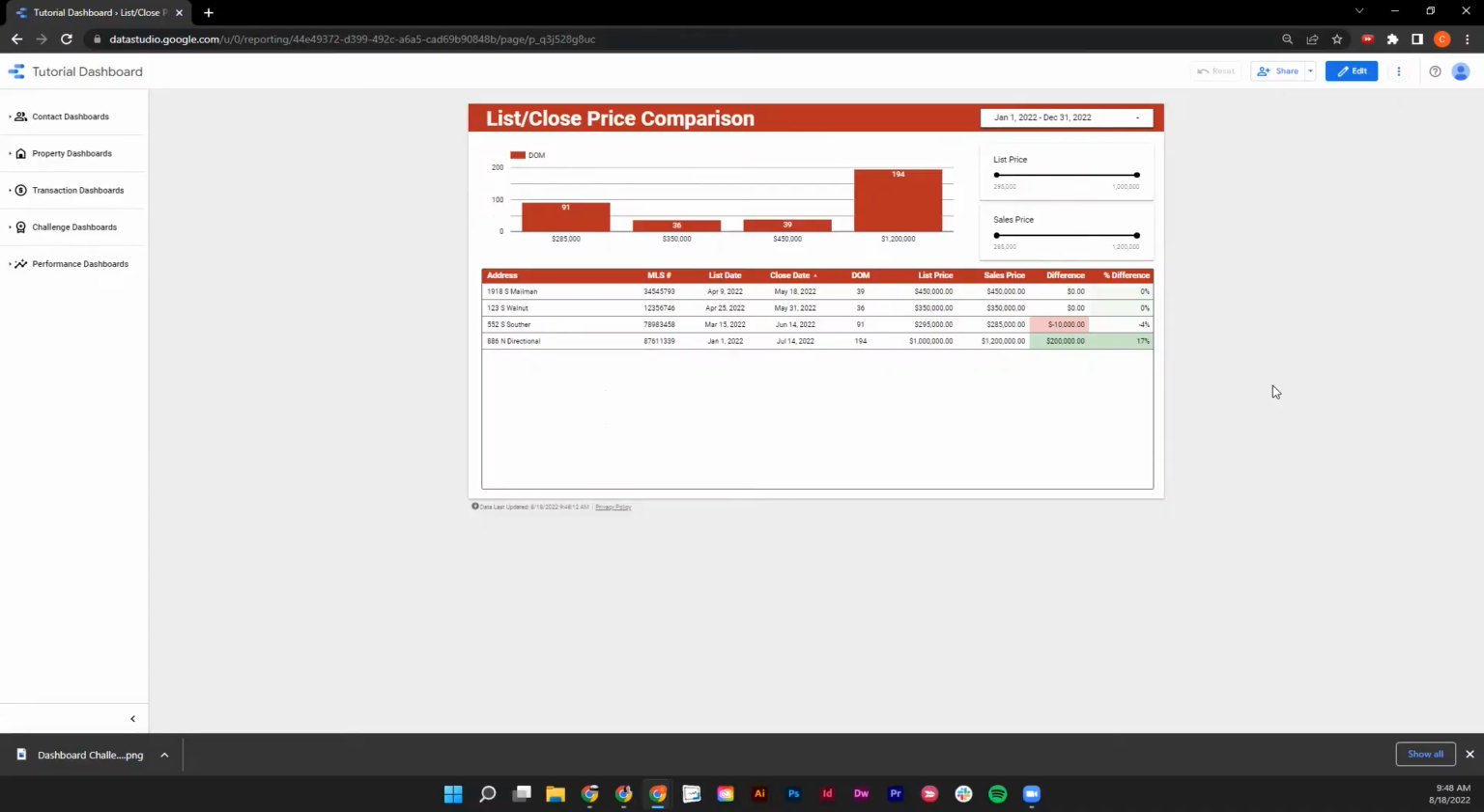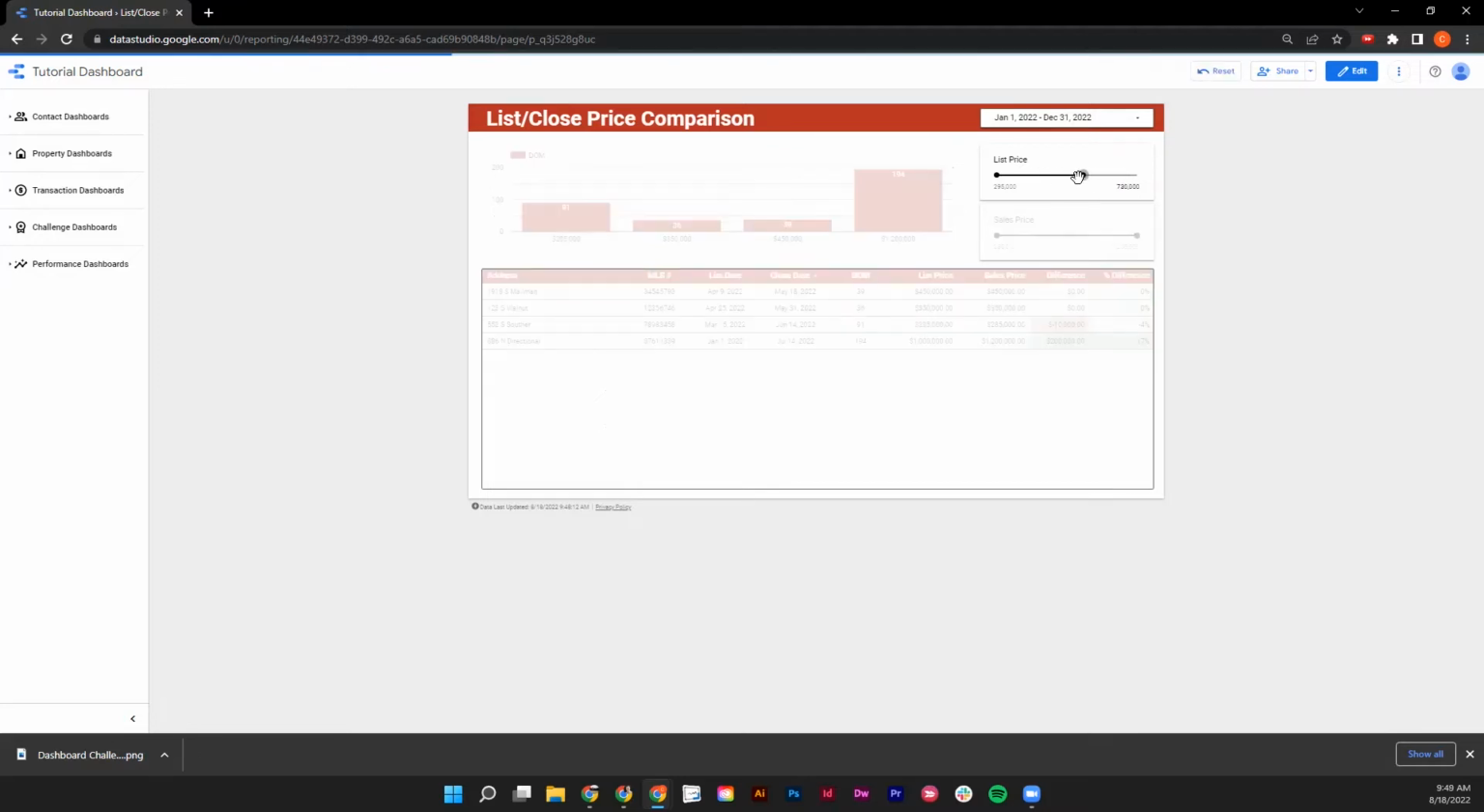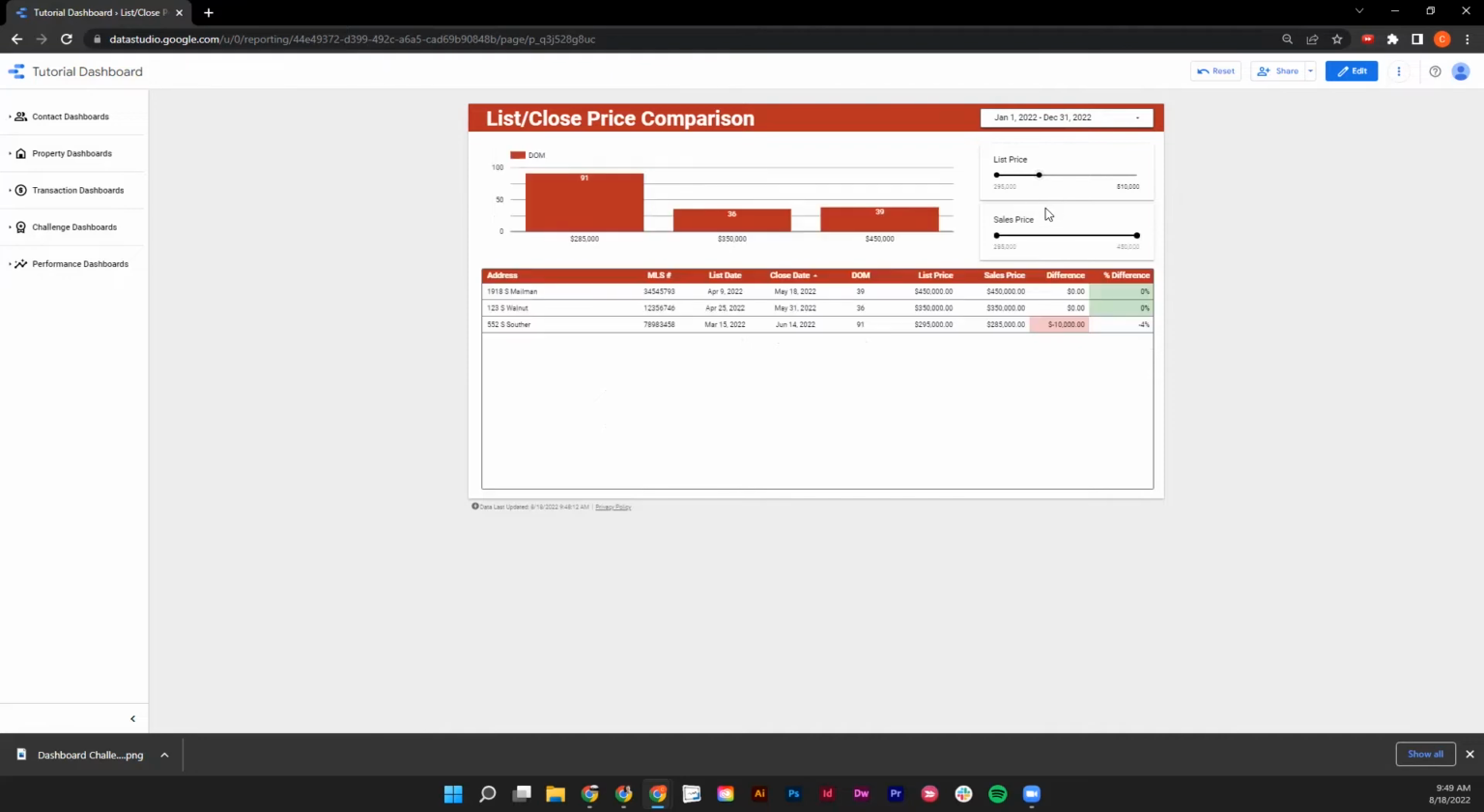The list close price comparison dashboard is going to give you the power to quickly see how those listings are being affected with days on market for any given sale range, as well as what that listing price is represented in a sliding scale so that you can filter down your inventory and better understand what those listing prices were, as well as what that sale price was, to see how all of those different properties are being affected by their listing to close price and what the difference is represented on the very bottom when you're able to see all of the different addresses in your listing inventory.